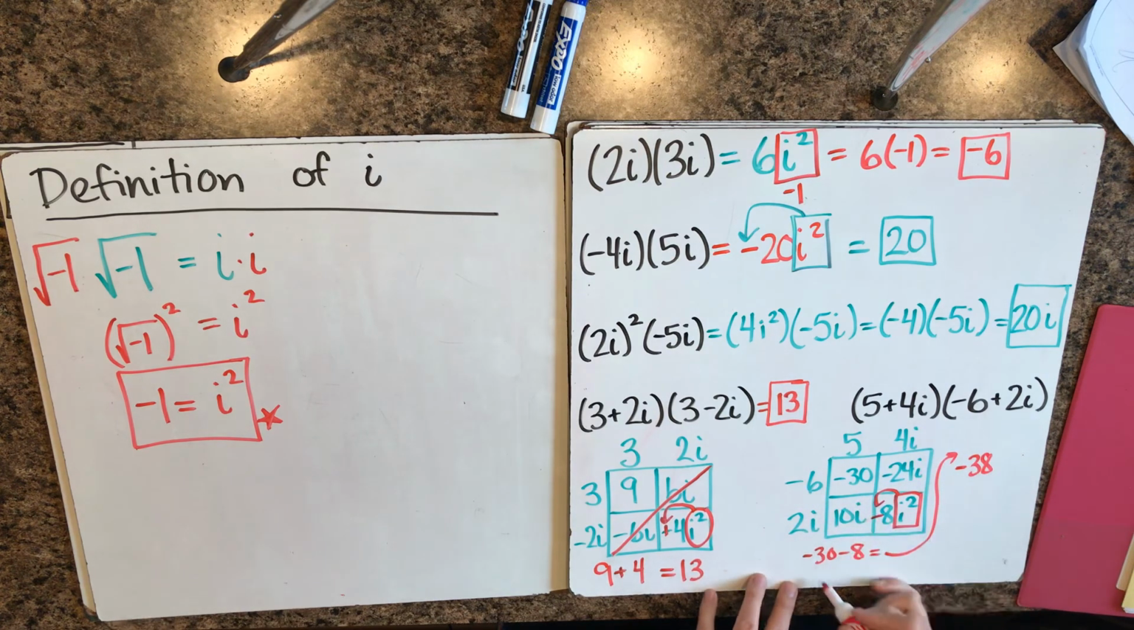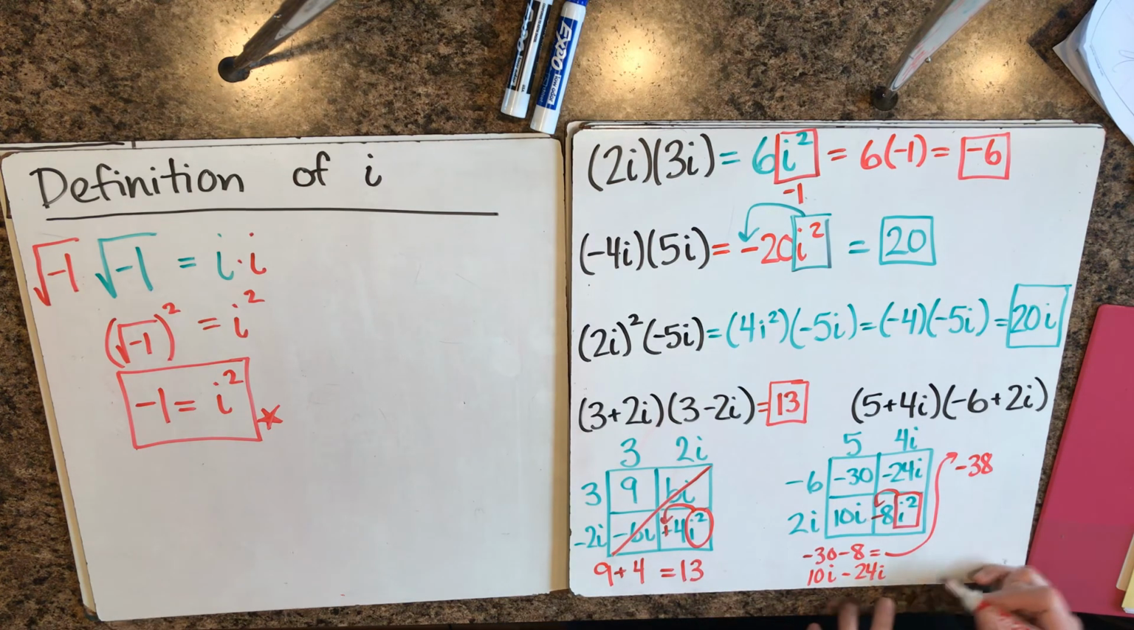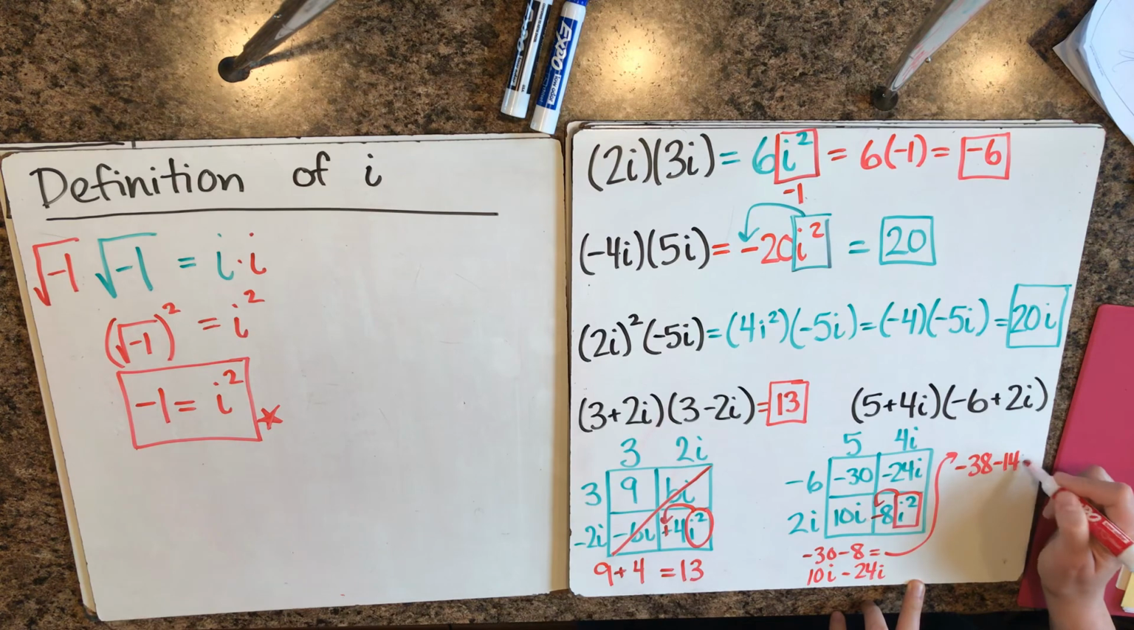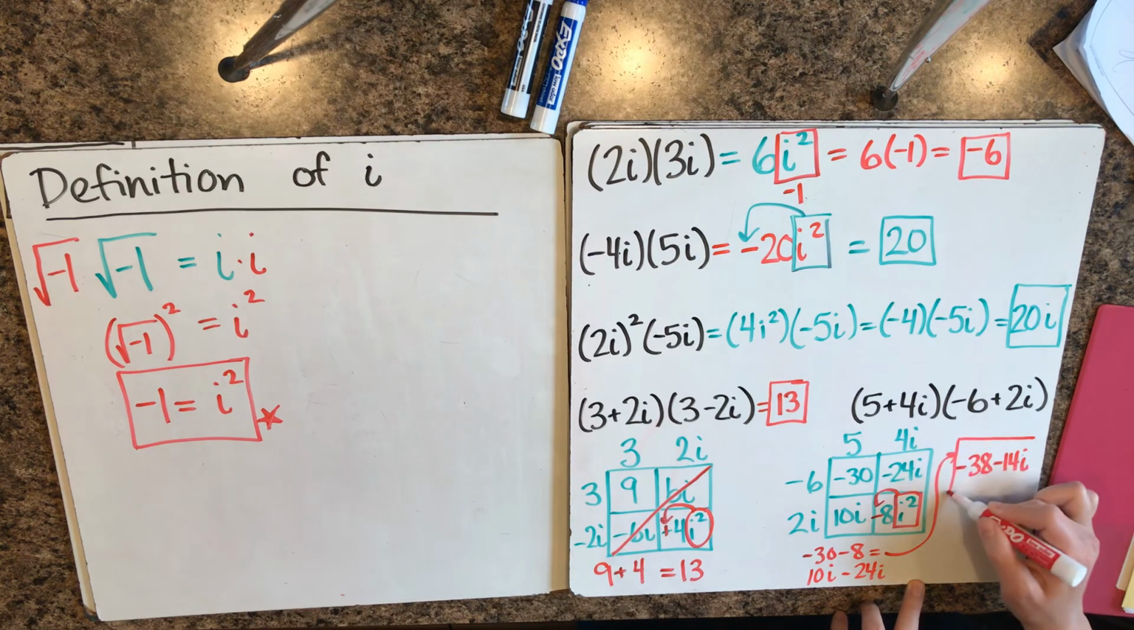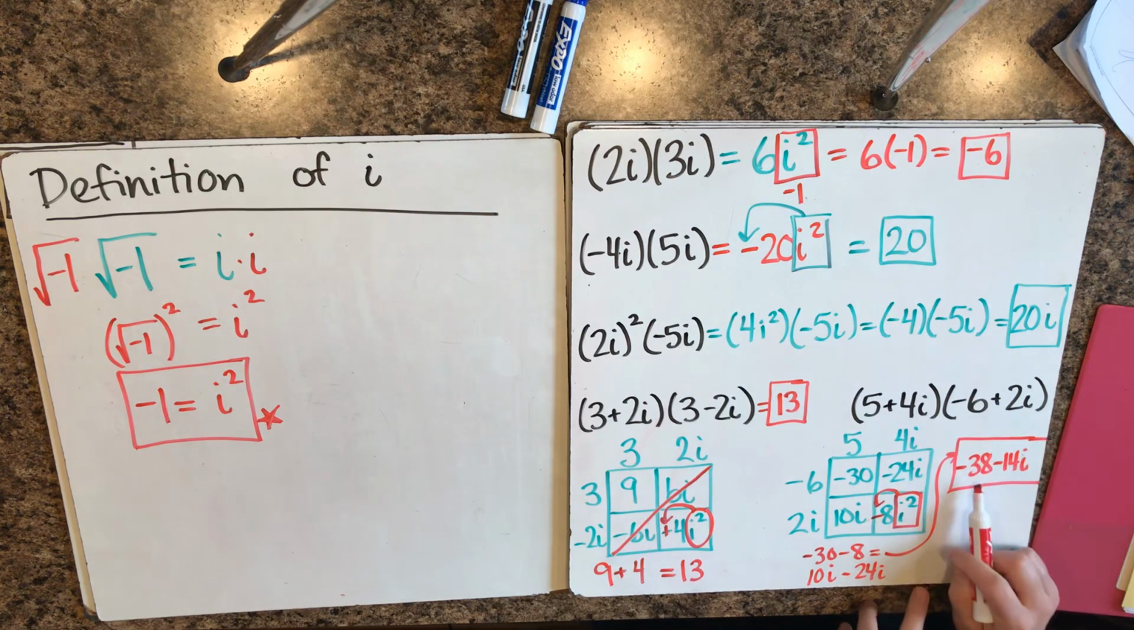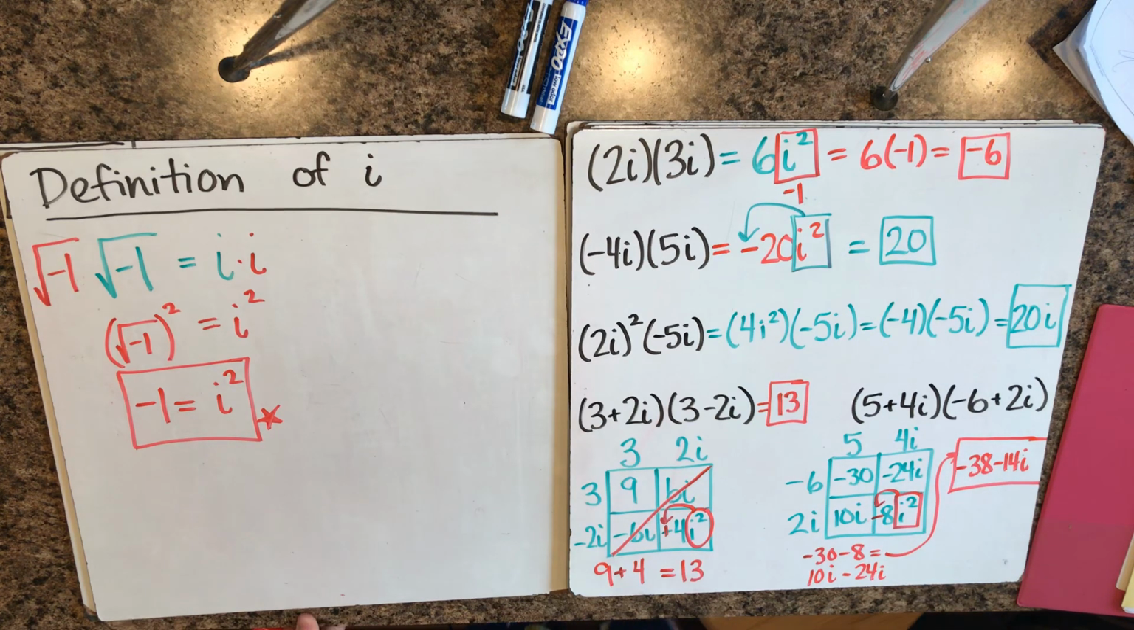And then here I have 10i minus 24i, which is negative 14i. And remember, I want to write it in standard form. I'm going to put the real part first, the part that doesn't have the i, and the imaginary part second. Okay? There's your introduction to imaginary numbers.